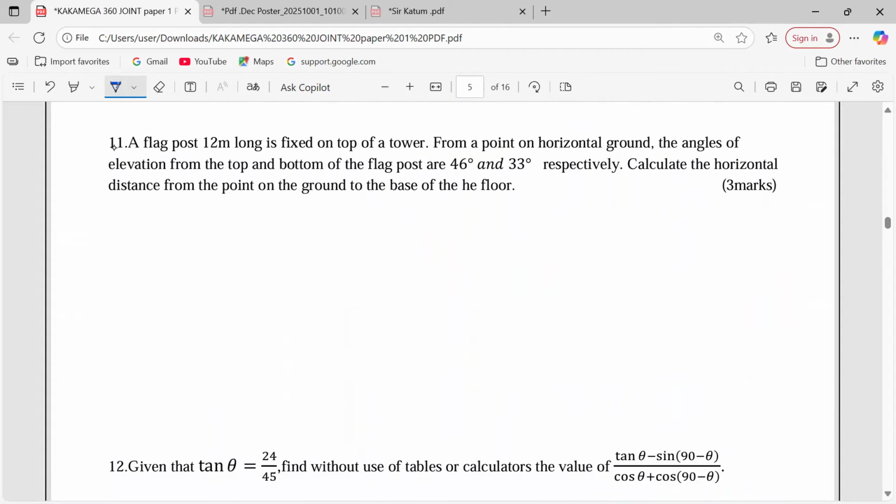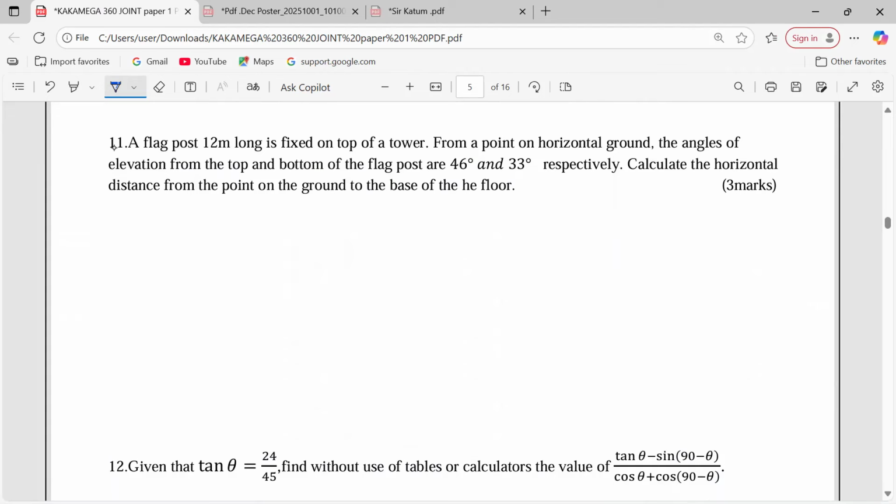Look at number 11. A flag post 12 meters long is fixed on top of a tower. From a point on the horizontal ground, the angles of elevation of the top and bottom of the flag post are 46 and 33 respectively. Calculate the horizontal distance from the point on the ground to the base.